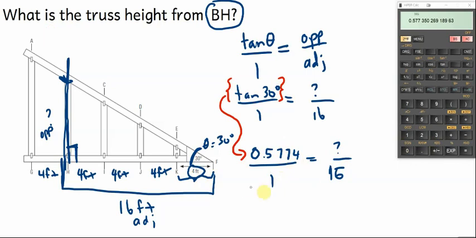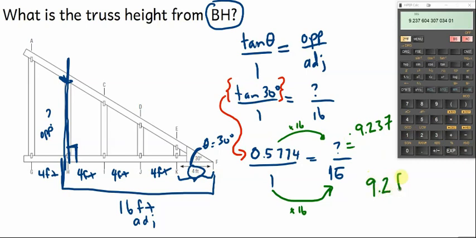Back to green. All right, so going from 1 to 16 is our proportions given. So times that by 16. Therefore, our answer for the opposite height of this one particular truss is 0.5774 times 16. Because it's already in the calculator, I'll just go times 16. So the truss height for that one on B to H is about 9.237, or roughly 9.2 feet.